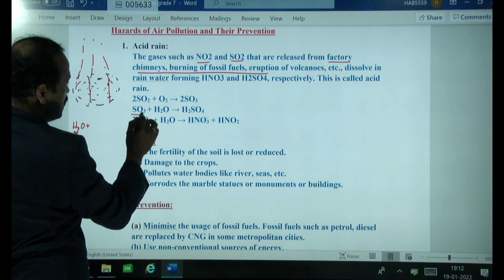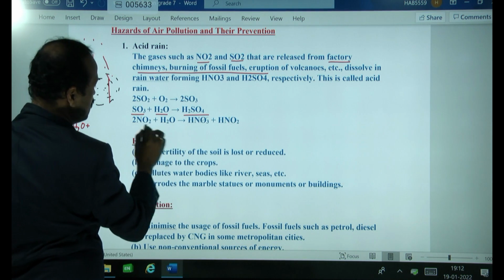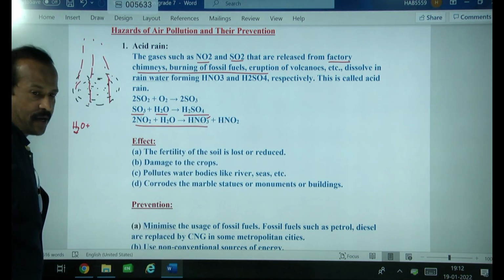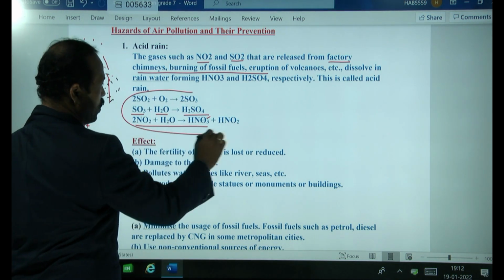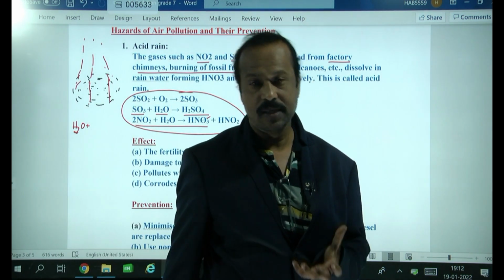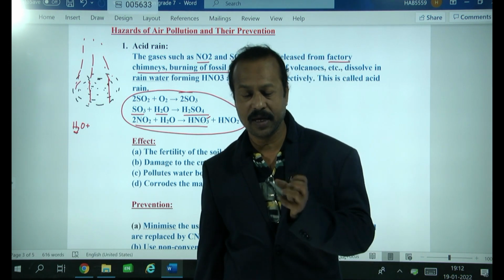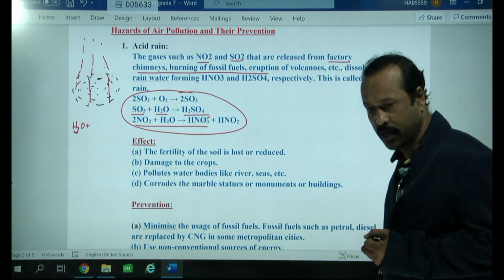So here it is written: sulfur trioxide is combining with water to form sulfuric acid. Similarly, nitrogen dioxide combining with water forms nitric acid. So like this, when the rainwater is coming through the atmosphere, it mixes with the pollutants and converts into acids. So these are called acid rains.